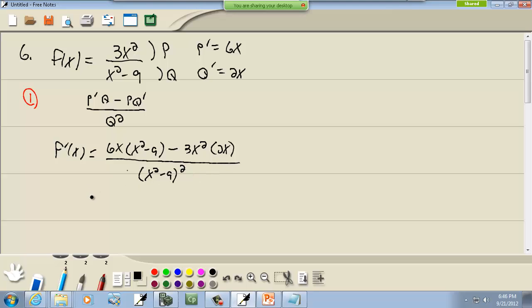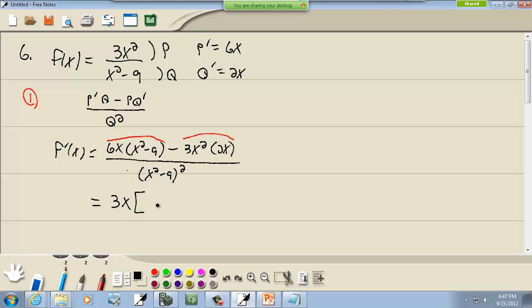Okay, that looks correct. Now, to simplify this, what you try to do is look to see what they have in common. And when I say what they have in common, this is considered one group here, and this is considered one group, because everything's multiplication. 6 times x squared minus 9. This is one group. 3 times x squared times 2x. So looking at the first group and second group, I see they both have a 3 in common, so I can factor that out. And they both have an x.